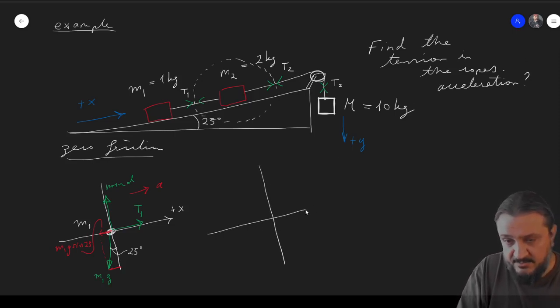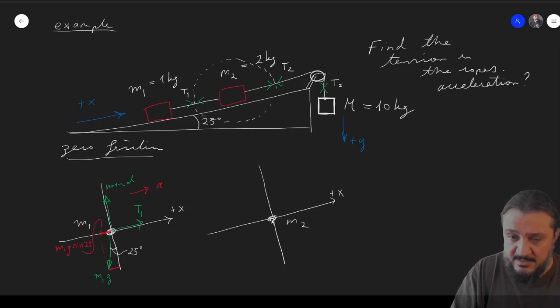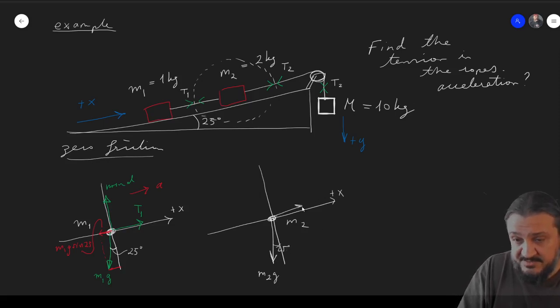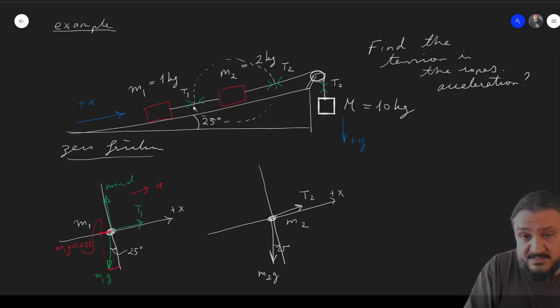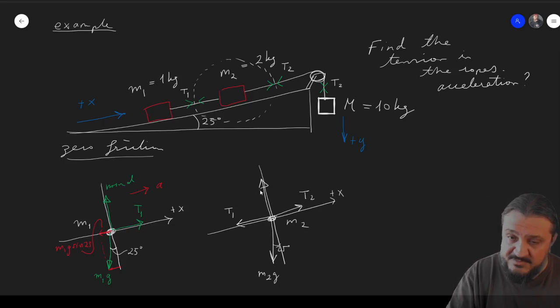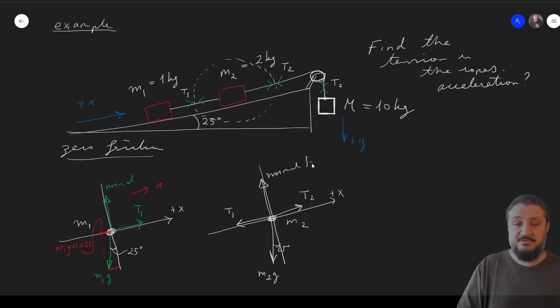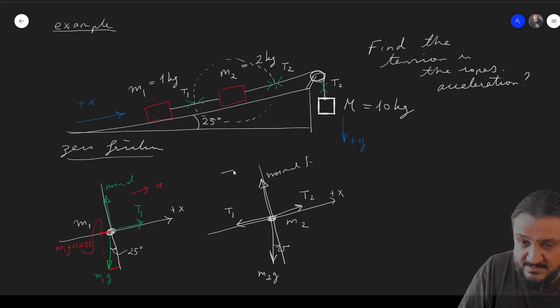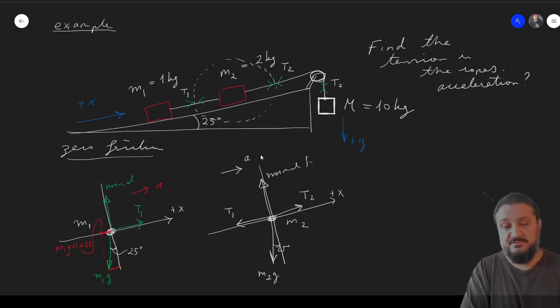Let's do quickly M2 as well. Similarly, I'm using a tilted or rotated XY frame. Positive X is this direction. This dot here represents M2. And then again, I have M2G pointing downward with the 25 degree here. There are two tensions that I have to consider, T2 in the positive x direction and T1. Now see what's happening here? It's always pointing away, right? So T1 is pointing in the negative x direction now. And of course, I have another normal force, normal force for M2 as well. And A is pointing in the positive x direction.